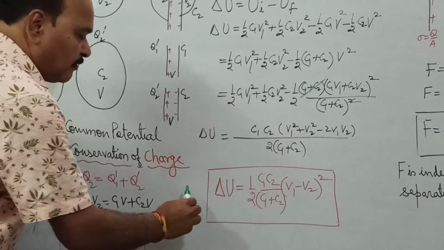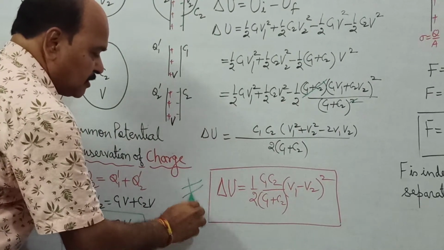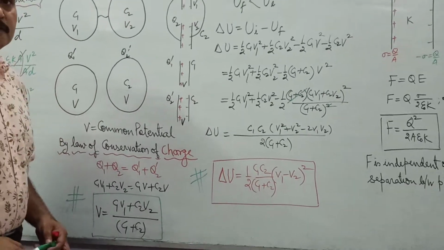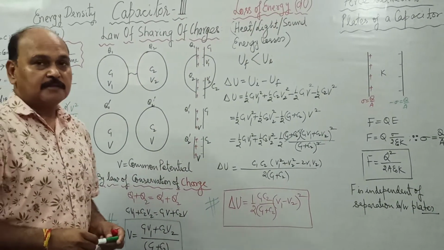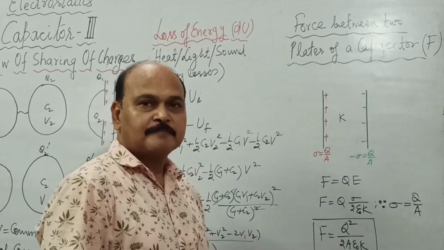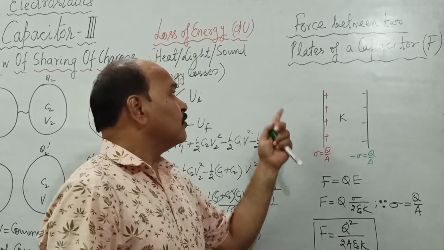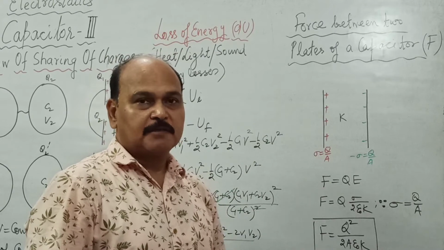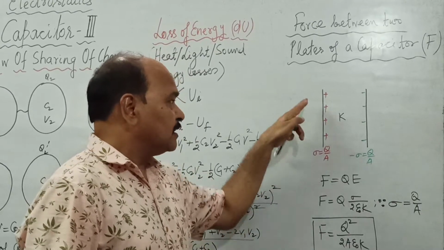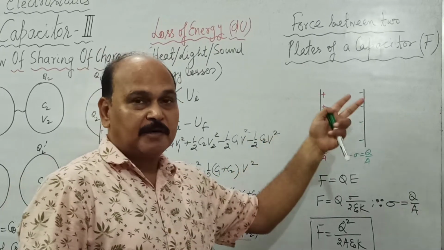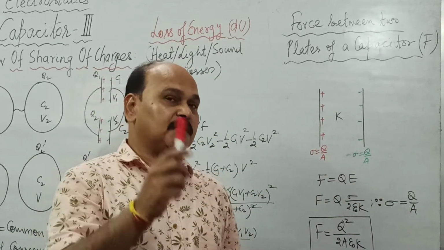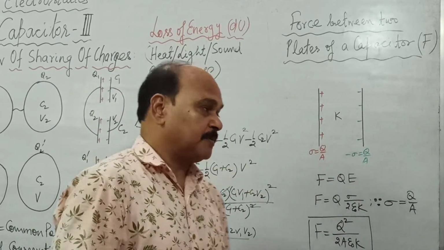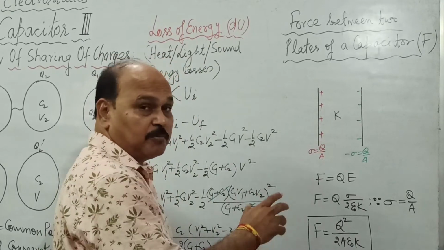So this is the value of loss of energy during the redistribution of charges, as the charges are shared between two different conductors or capacitors. Children, let us know what is the force between the plates of a capacitor. Well, we know that one plate has positive charge, the other plate has negative charge. So obviously they are going to attract each other. But what is that force of attraction? That force of attraction is going to be worked out.